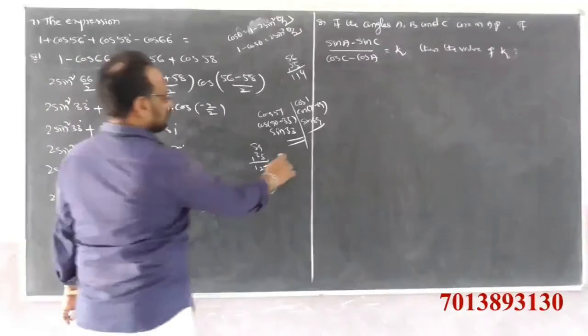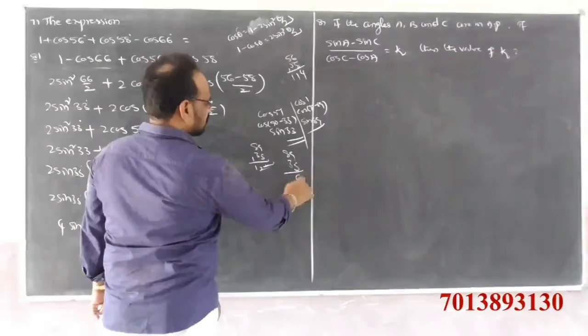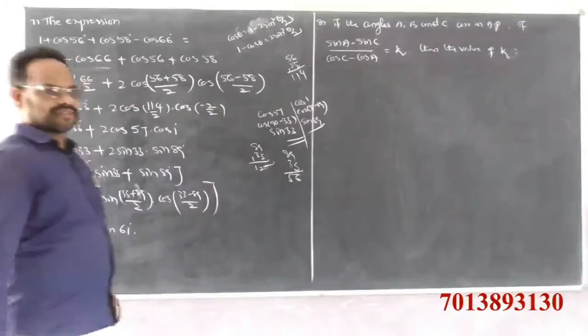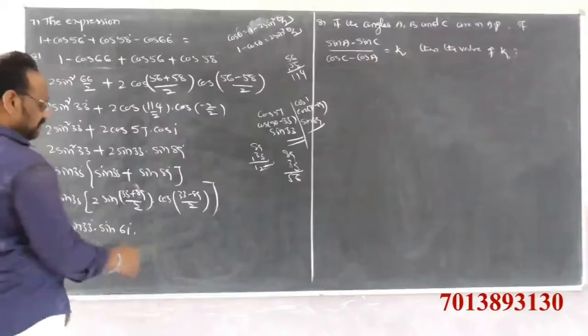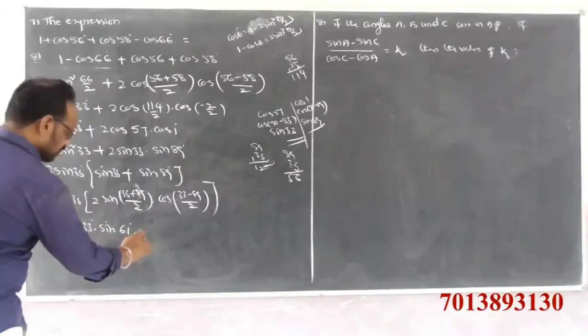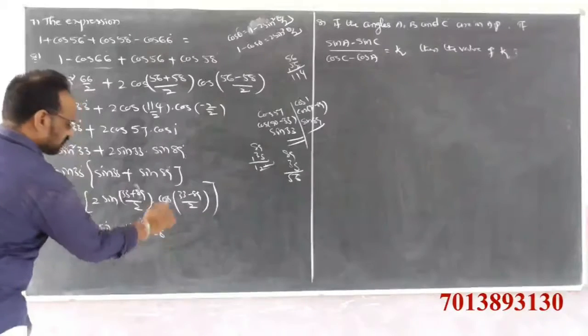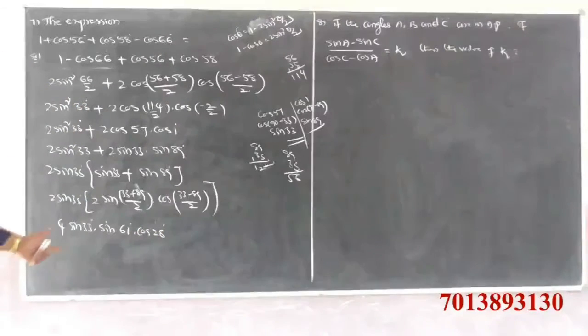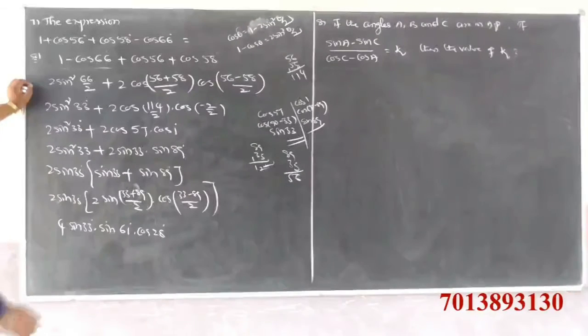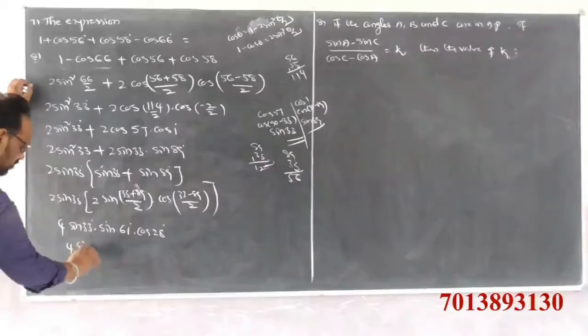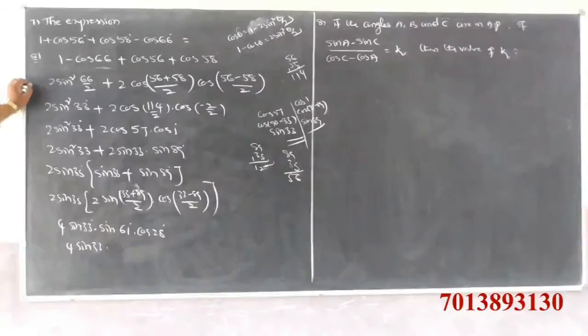89 minus 33, we get 56. 56 by 2 is nothing but 28. So 4 sin 33, sin 61, cos 28, or 4 sin 33 into sin 61.